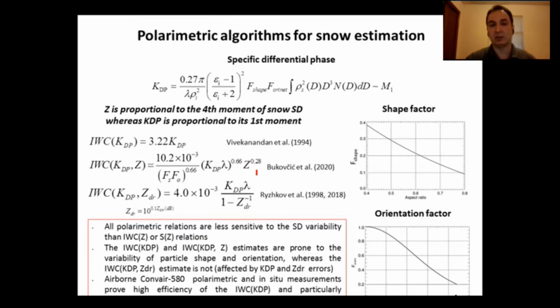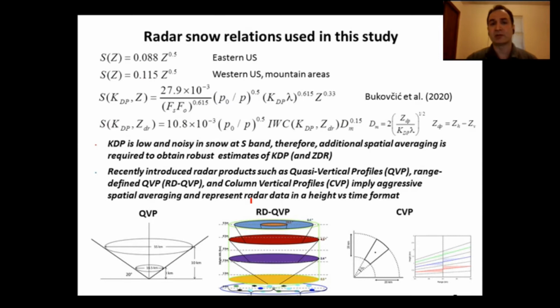The KDP-ZDR relation has the lowest vulnerability to orientation and shape, and even to size distribution variability, because KDP and the factor 1 minus ZDR to the minus first are similarly affected, and because of the ratio, this dependency almost cancels. But the problem with this relation is that it is susceptible to errors in KDP and ZDR measurements, and especially to ZDR miscalibration. Recent airborne measurements with an X-band dual-pol radar and in situ measurements on board a Canadian aircraft demonstrate, as in the Boodoo studies in 2017 and 2019, that this latter relation is the most accurate for estimation of ice water content inside ice clouds. Similarly, the snowfall relations are slightly different, but similarly effective as the ice water content relation.